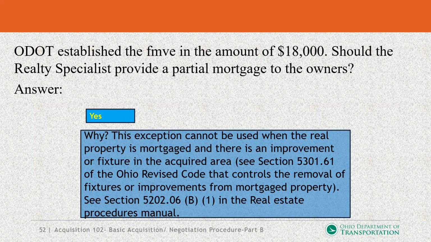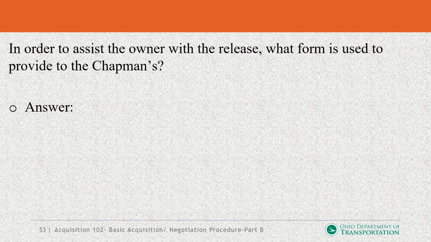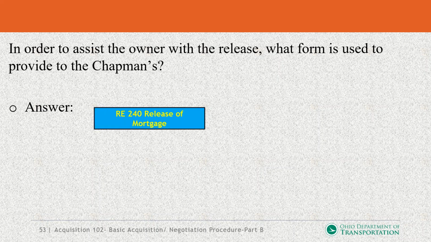And if you remember, we have to deal with the Ohio Revised Code 5301.61. We're looking at the controls and the removal of fixtures of improvements. If you remember, we're going to be hitting a retaining wall with lights. So automatically, we're going to have to provide a partial mortgage release. In order to assist the owner with this release, what form is used to provide to the Chapmans? And that will be the RE240 partial mortgage release form.